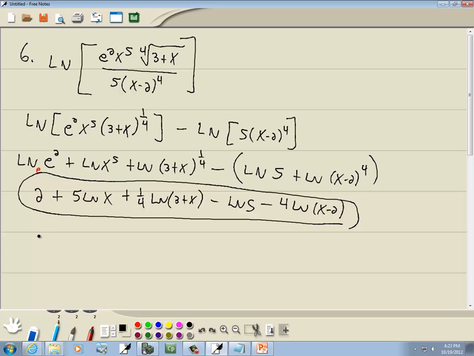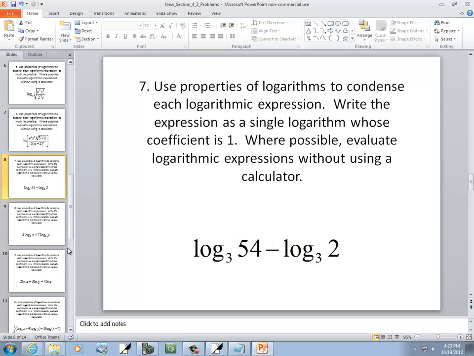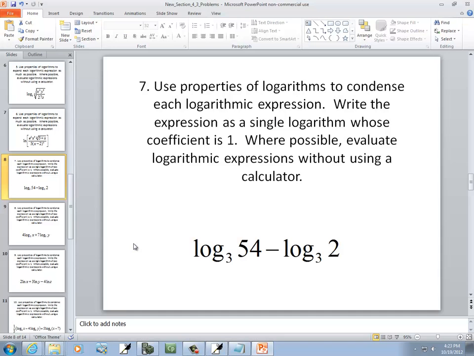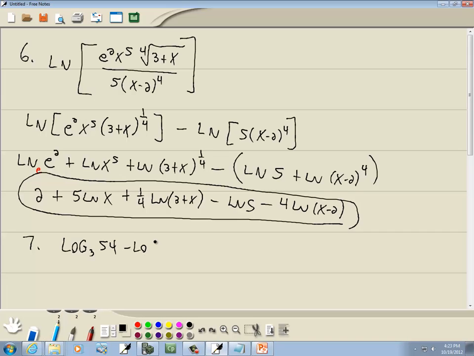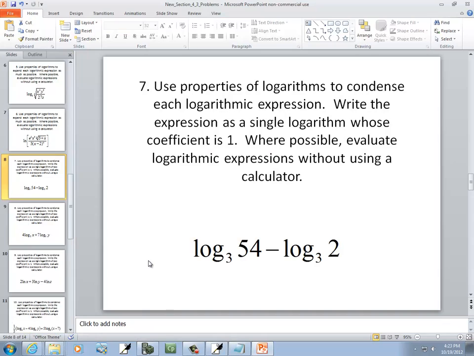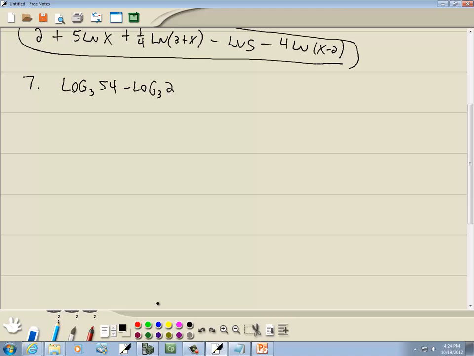Well, let's look at some problems going the other direction. We got log base 3 of 54 minus log base 3 of 2. The instructions say use properties of logs to condense each log expression. Write the expression as a single log whose coefficient is 1. Where possible, evaluate without using a calculator. So we're going the other direction. We got separate logs. We want to end up with a single log.